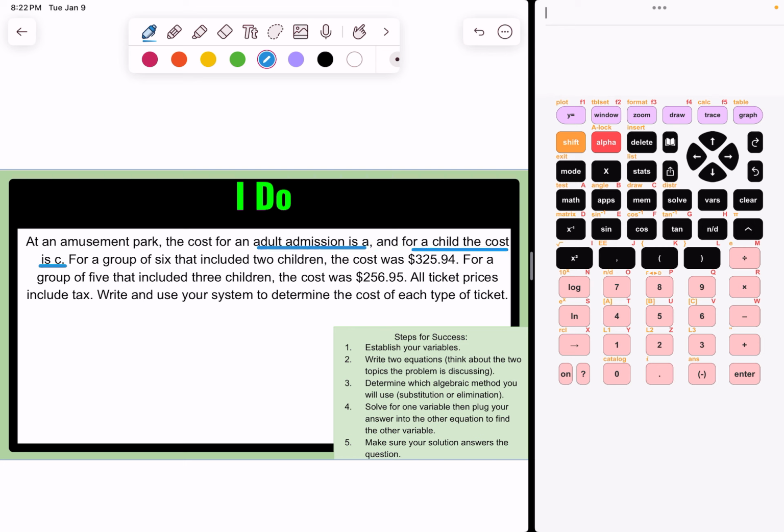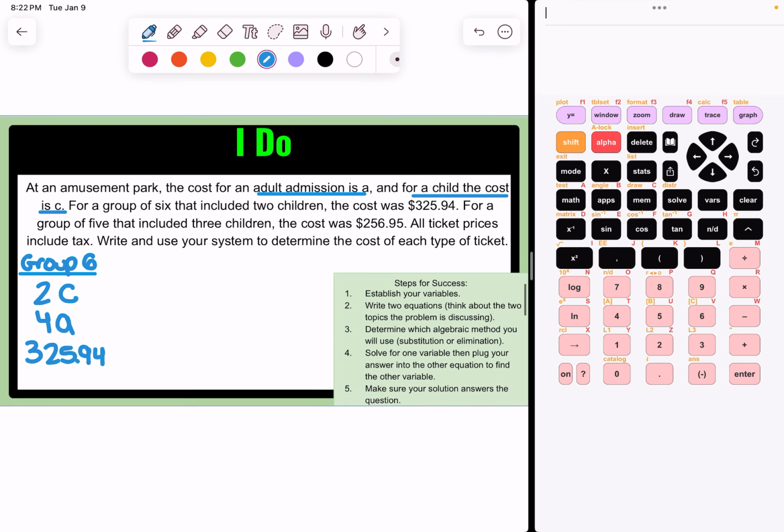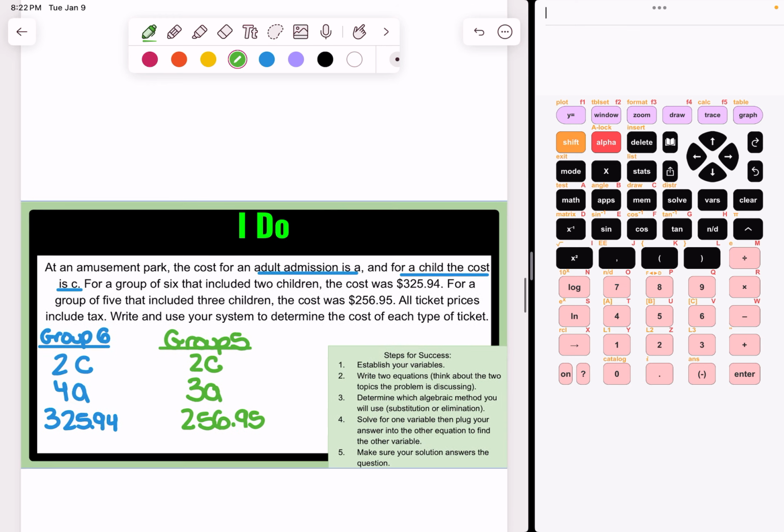For a group of 6, so the total group was 6, there were 2 children. So if there were 2 children and a whole group of 6, that means there were 4 adults. And they're saying the total cost was $325.94. Then we have a second example. For a group of 5 that included 2 children, 2 children would mean 3 adults. The cost was $256.95. All ticket prices include tax. Write and use your system to determine the total cost of each type of ticket.